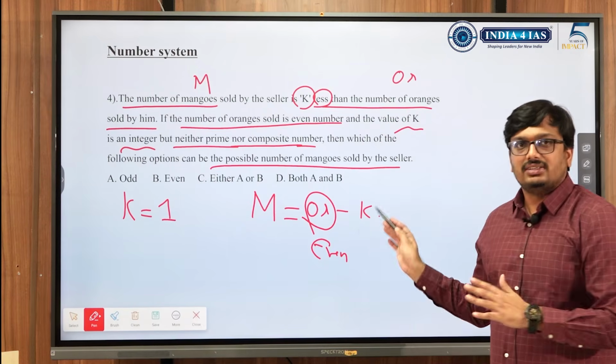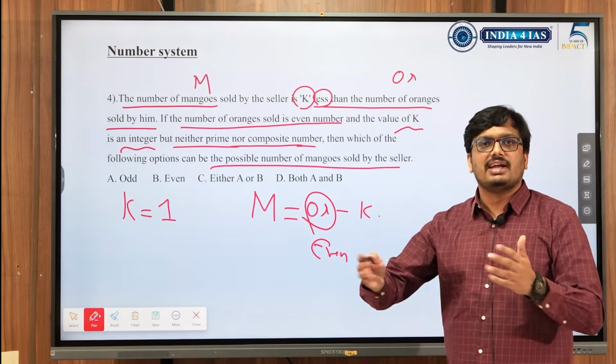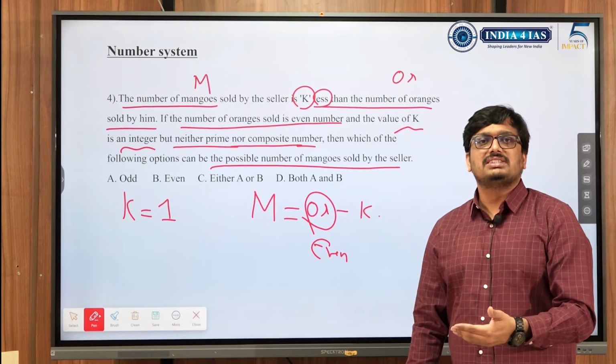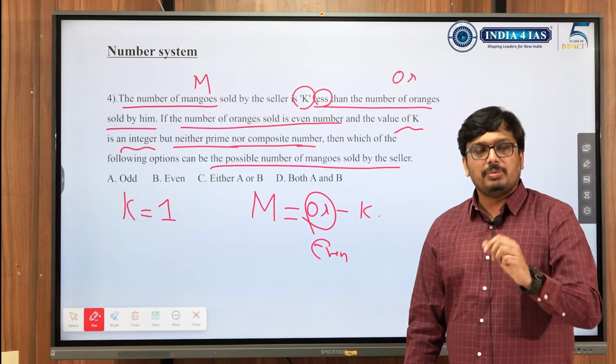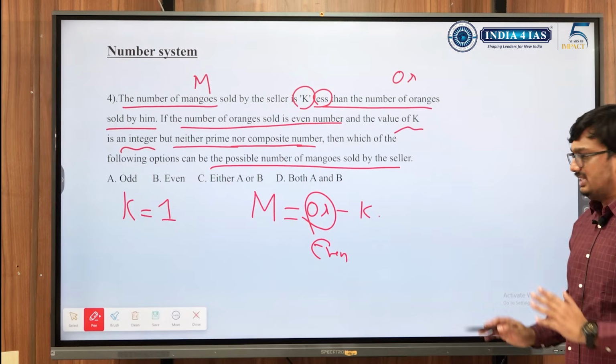Even plus even means, take any random number, 2 plus 2 is 4. Odd plus odd, take 3 plus 5 is 8. Even plus even is even, odd plus odd is even. So these basics we will teach in class.